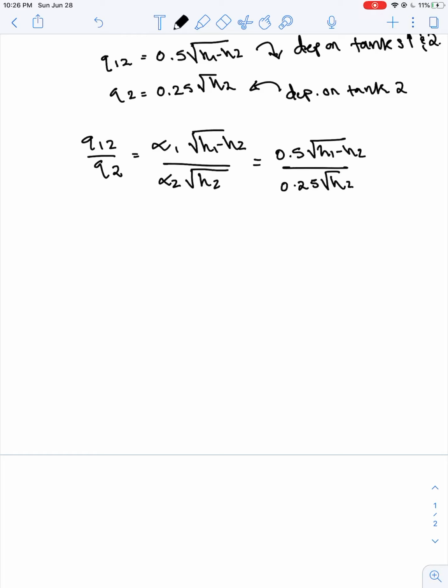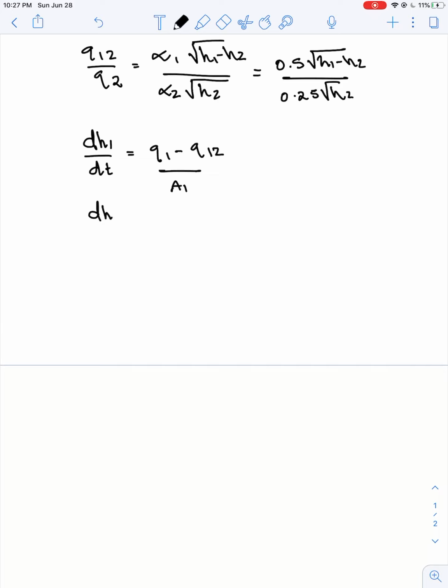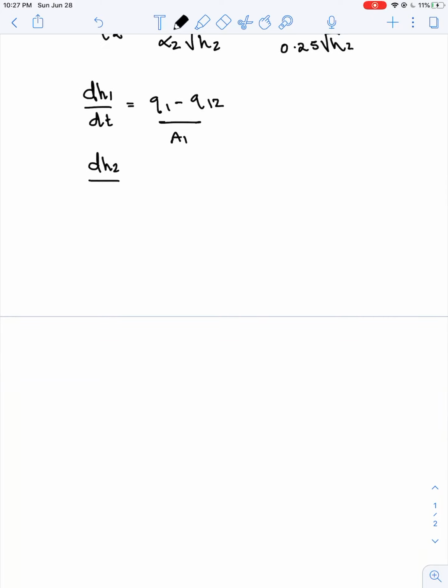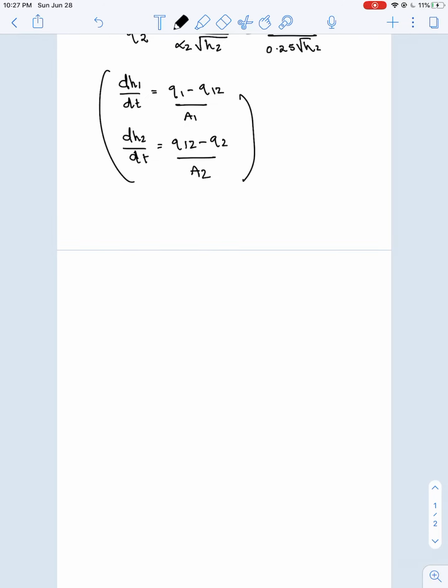Okay, and so now that we have the relationship between these two flows, we can derive the differential equations for the change in height of each tank. And so that will simply be dH1/dt, the change in height over time for tank 1, will be (Q1 minus Q12) over A1, while tank 2 will have a differential change in height over time as (Q12 minus Q2) over A2. So right here we have our two differential equations.